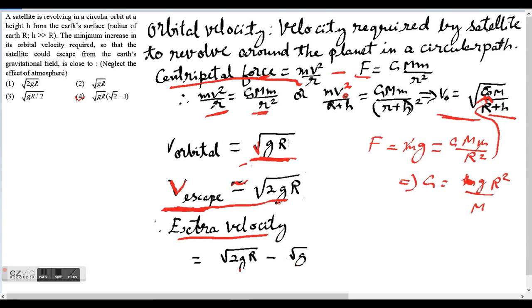So if the satellite is revolving around the Earth with v orbital velocity, and if it wants to escape the Earth's gravity, the extra velocity that will be required will be v escape minus the orbital velocity, which is square root of gR. So it already has this much velocity, it should have this much, so extra velocity will be this value minus this value, which will be equal to, you can take square root of gR as common and you'll be left with root 2 minus 1, which is the fourth option.